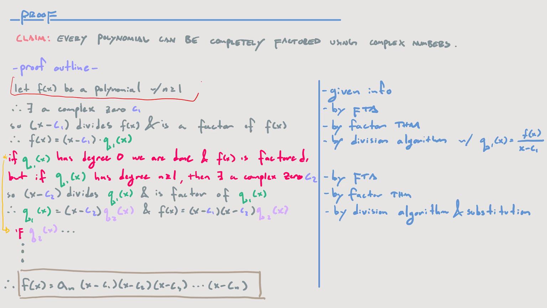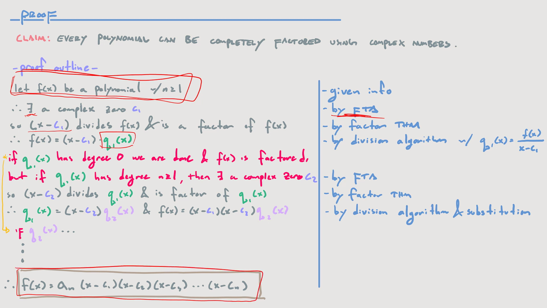I let f of x be a polynomial with its degree n greater than or equal to 1. By the fundamental theorem of algebra, we know that there exists, remember the backwards e means there exists, a complex zero C1. So I came up with a divisor based on the factor theorem, a quotient, again, based on the division algorithm, and then that quotient either is degree 0 and we're done, or it has a degree that's greater than or equal to 1, which would mean that there's a complex zero. And I just kind of repeat that process. So I start with this claim, and I end with the complete factored form of a polynomial.